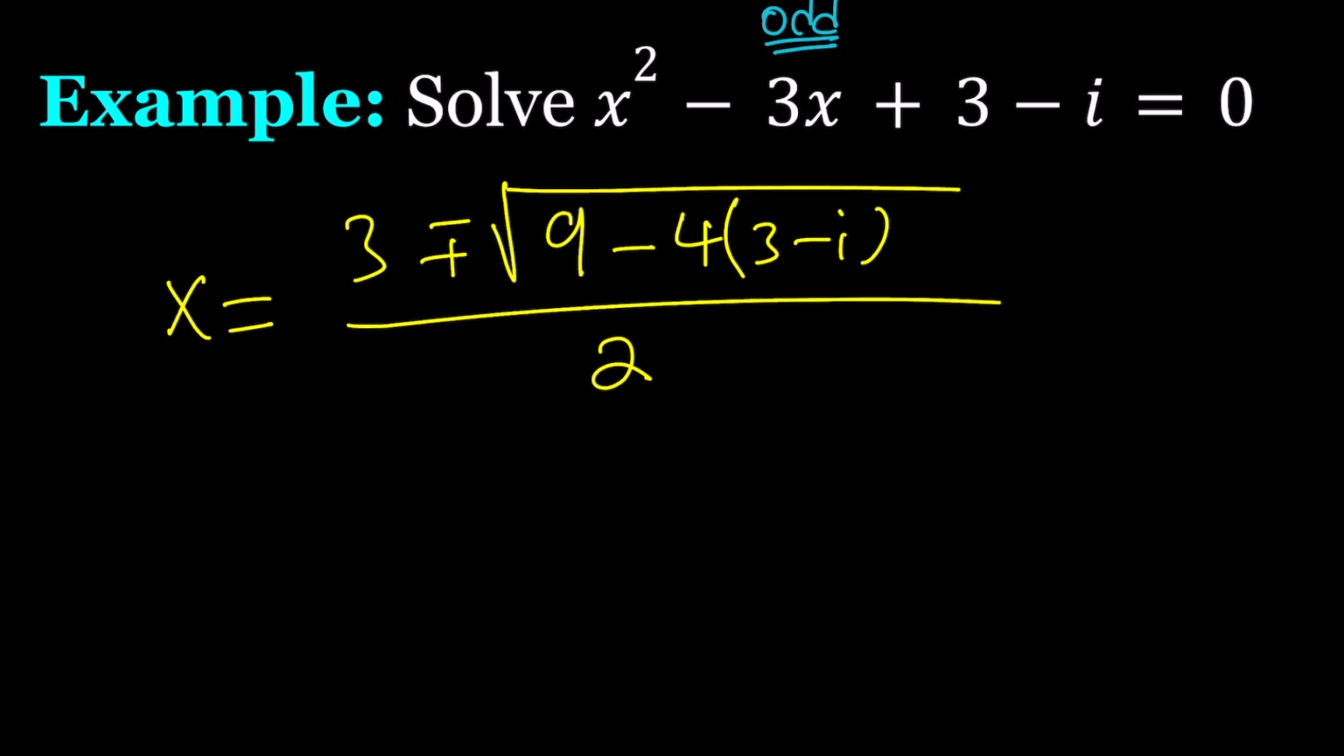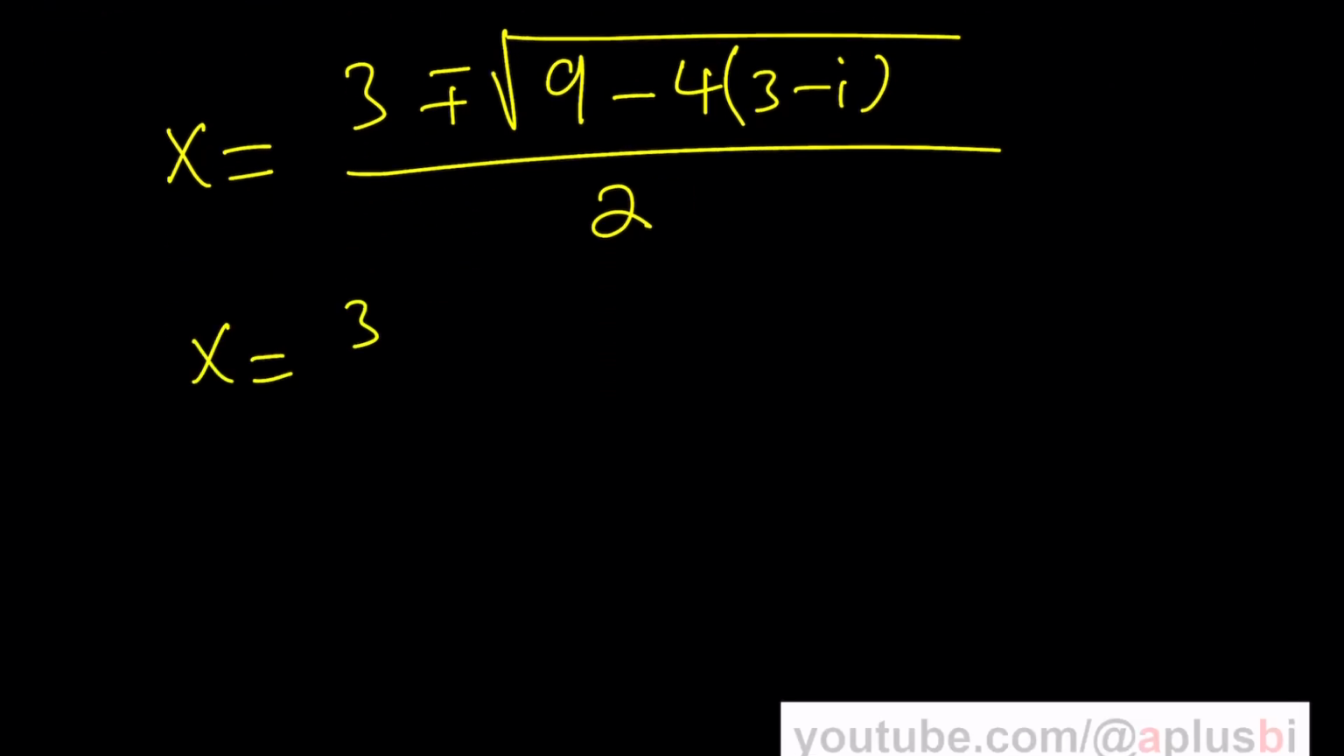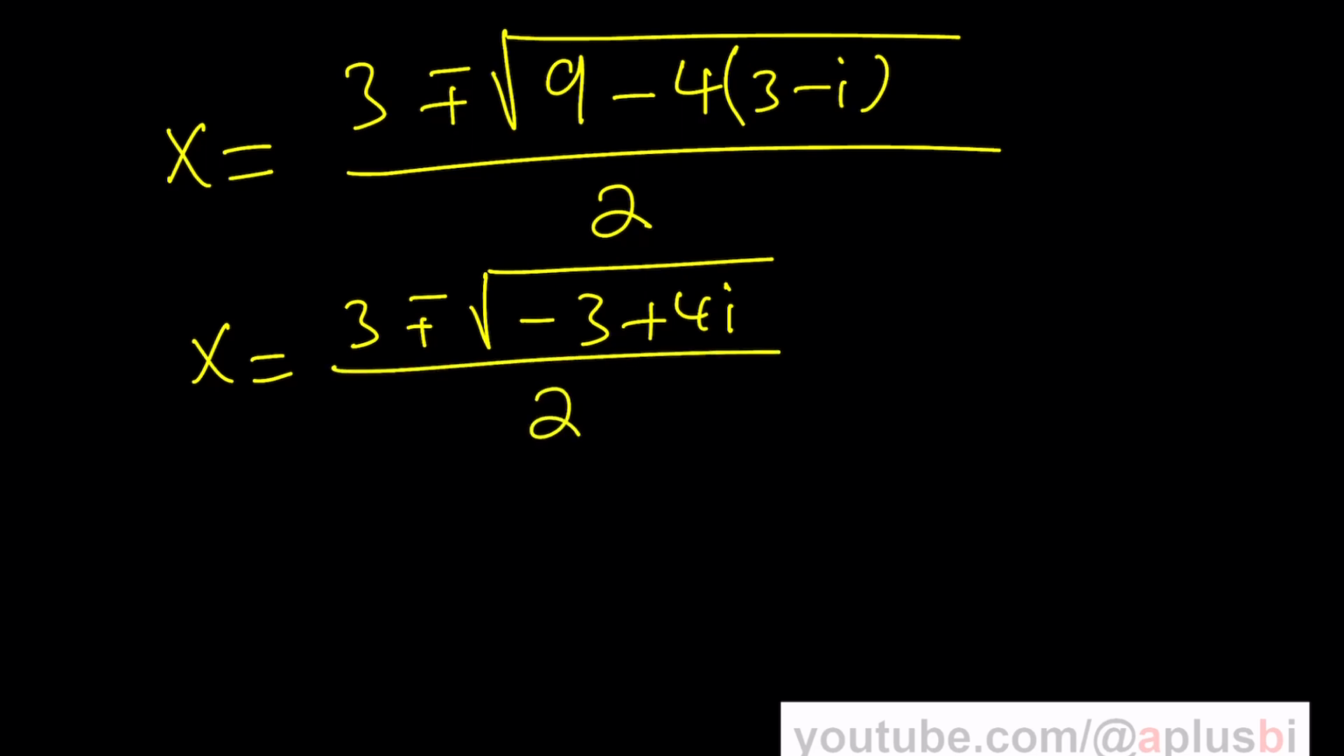So now, let's go ahead and simplify this. How do we simplify this? We need to distribute. Let's do it. x equals 3 plus minus the square root of 9 minus 12. That's going to be a negative 3, and then plus 4i. Awesome. And then that's divided by 2. Now, is that the answer? Yes and no, because you want to simplify the stuff under the radical.